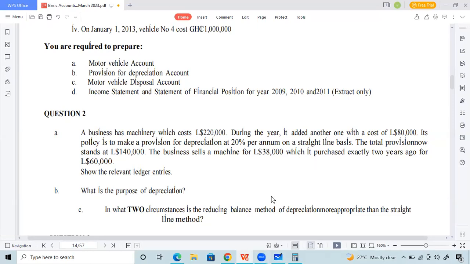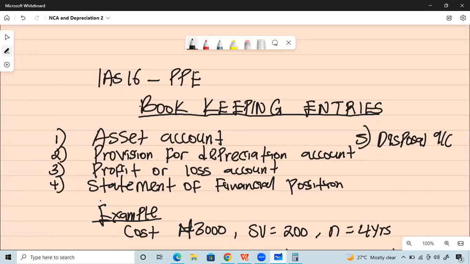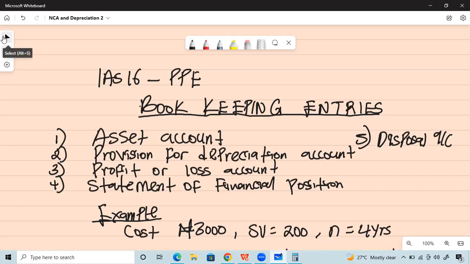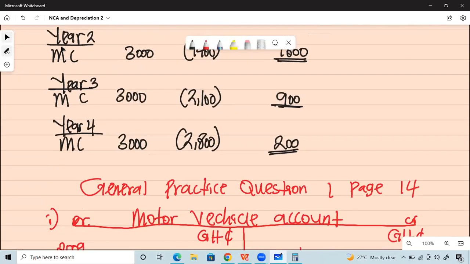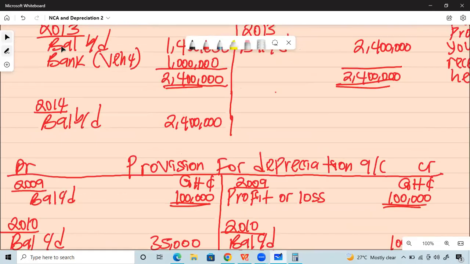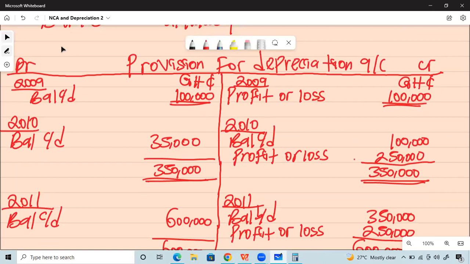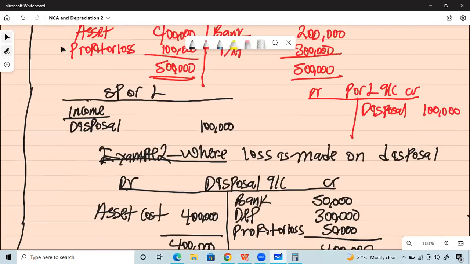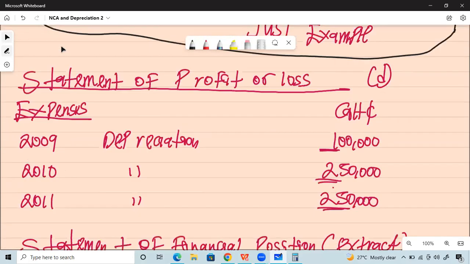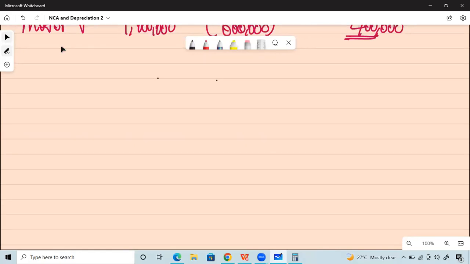So in question 2, you only need to show 3 ledgers: the asset account, the provision for depreciation account, and the disposal account. Those are the 3 ledgers that you need to show relating to this particular question.